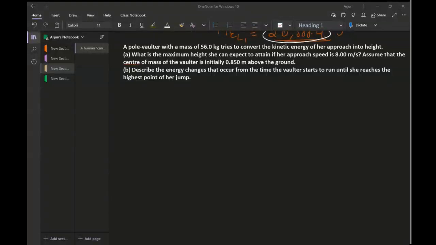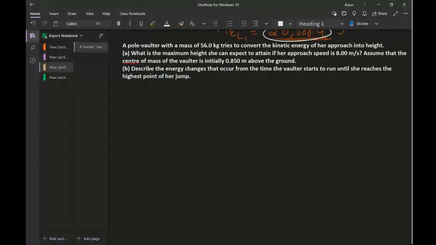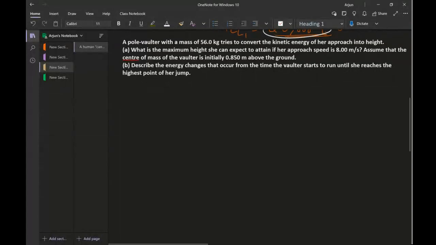Welcome back, folks. In today's class, I'll continue from where we left off in the last session, and we will talk about the isolated system. We were talking about mechanical energy in that. Let's do a question on the mechanical energy for an isolated system.